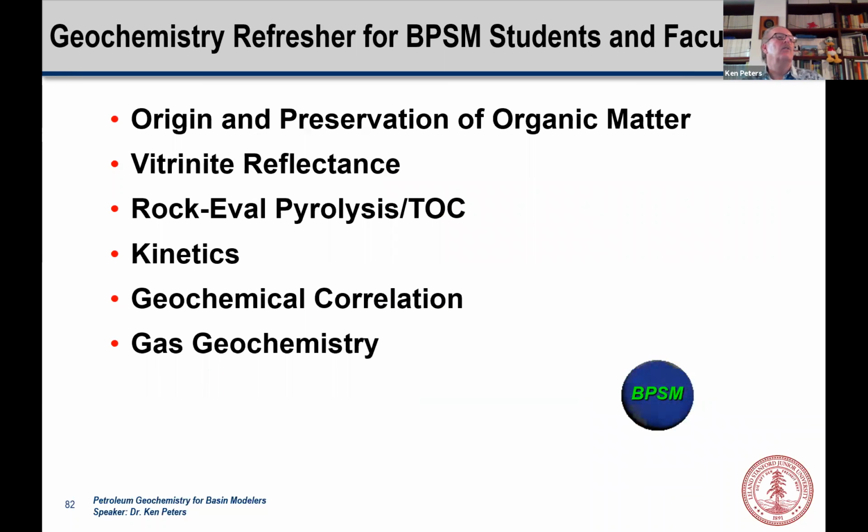Again, here's a review of what we talked about. This is available now to our students and to the faculty in BPSM and also our affiliates. Origin and preservation of organic matter, vitrinite reflectance, not as straightforward as a lot of people think. Same with Rock-Eval pyrolysis and TOC, kinetics, geochemical correlation, and gas geochemistry. Again, I touch on these and other topics in much more detail in a much longer course. These 6 lectures are certainly less than a full day of time that anyone could devote to them.